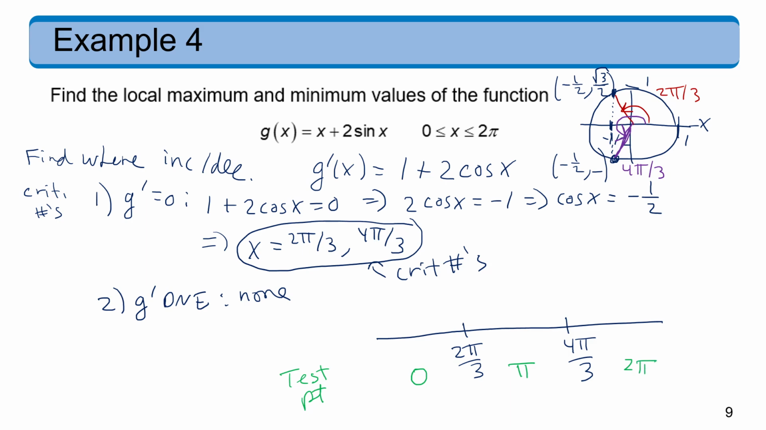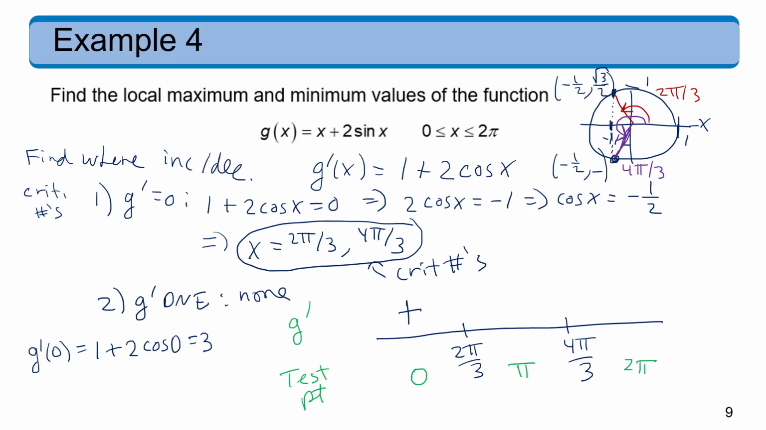Now, we look at our formula for g prime. That's where we're going to plug these in. And we like to factor it if possible, but this doesn't really factor, right? So we're just going to have to calculate. So if we plug 0 in, let's do these calculations over here. G prime evaluated at our first test point 0 will be 1 plus 2 times cosine of 0. Cosine of 0 is 1. So this is just 1 plus 2, which is 3. And notice that's a positive number, so we'll just put a plus.